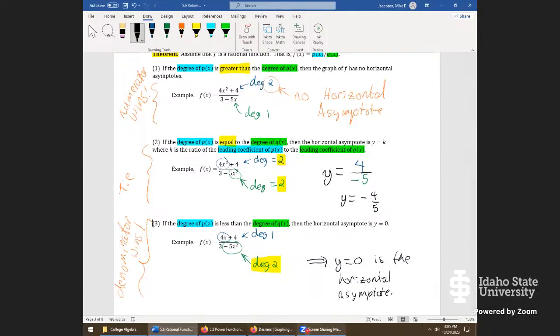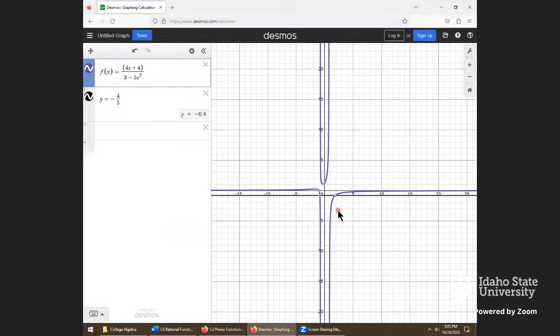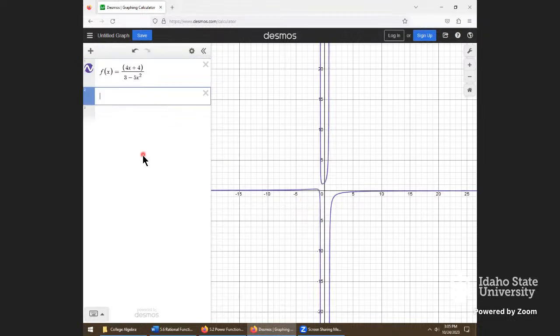One last graph, folks. Just about the same function. I have 3 minus 5x squared still in the denominator. My only change is I'm bumping down the power right here. So we're going to take a 4x squared and just make it be an x. Now, what happened to that? Let's take a look. Let's maybe turn off that right there. Here's our new graph. And yeah, a horizontal asymptote of y equals 0.